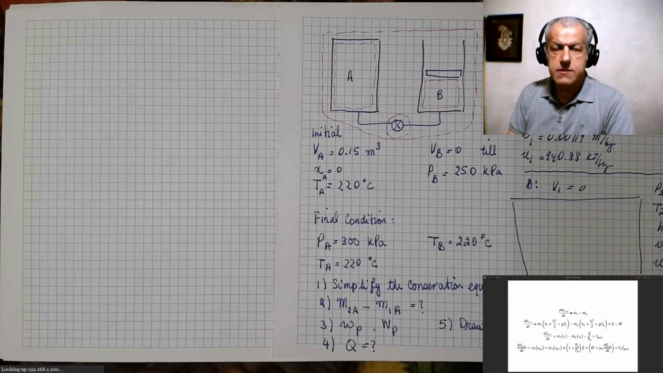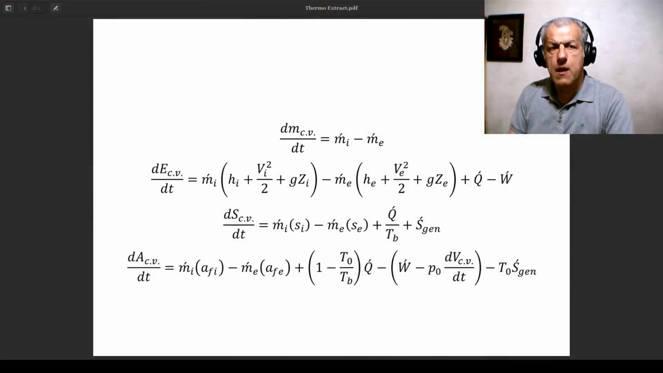Greetings. In the previous video, we managed to define the problem and also find the properties. We are now in a very good position to simplify the conservation equations for this problem. Now, let's start with simplifying the conservation equations. The equations are as we have them here. This is the mass conservation law, and this is the first law of thermodynamics.